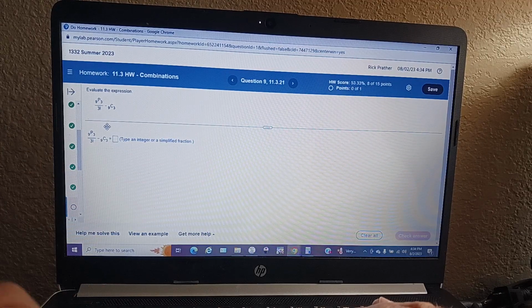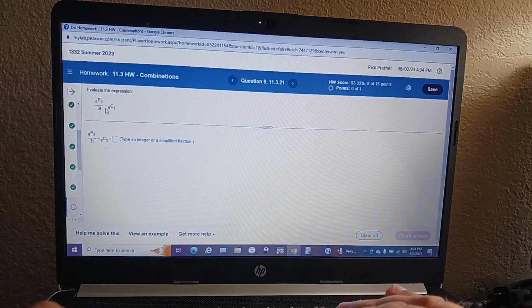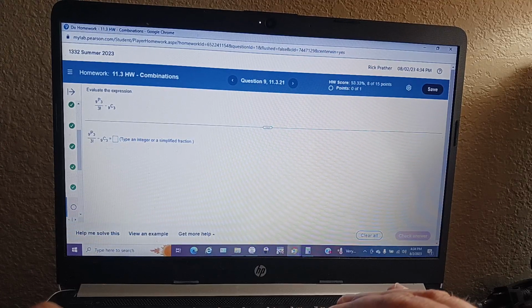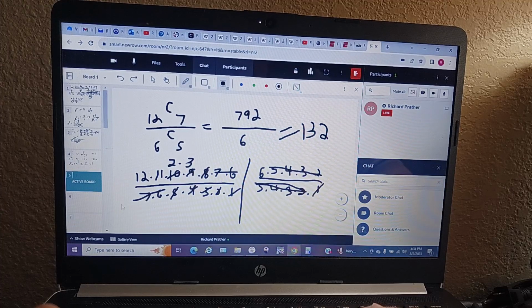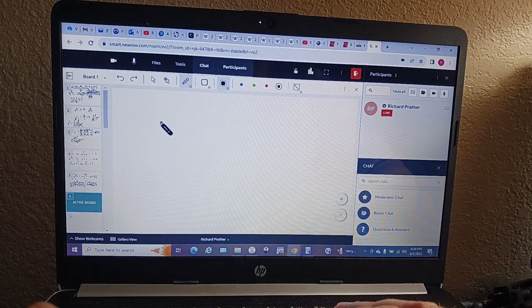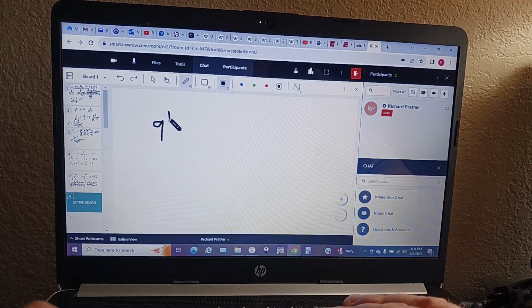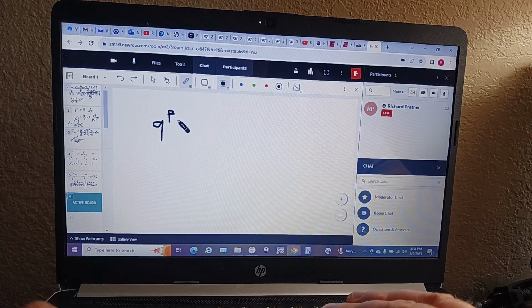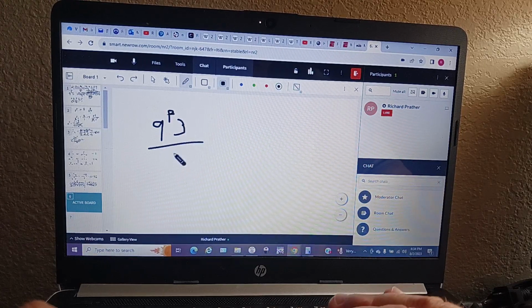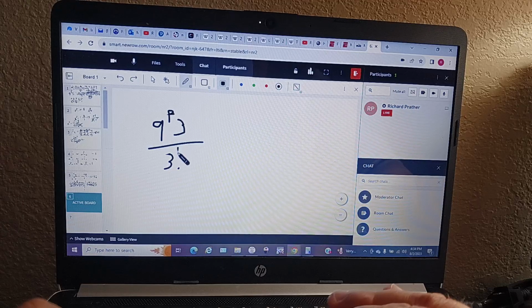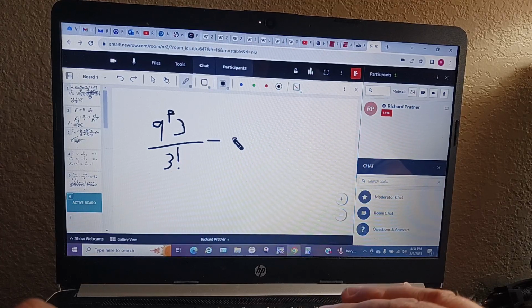Okay, now they're just throwing everything you've learned so far at you at once. Here's a 9 permutation 3 divided by a 3 factorial and then minus a 9 combination 3. Just a completely arbitrary calculation. There's nothing special here, but 9 permutation 3 divided by 3 factorial and minus 9 combination 3.